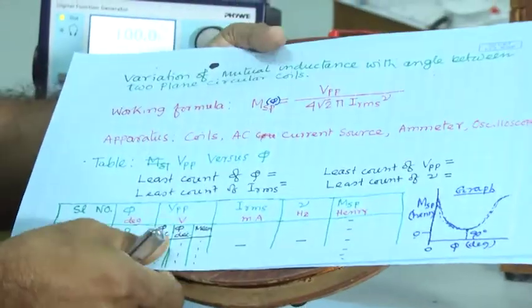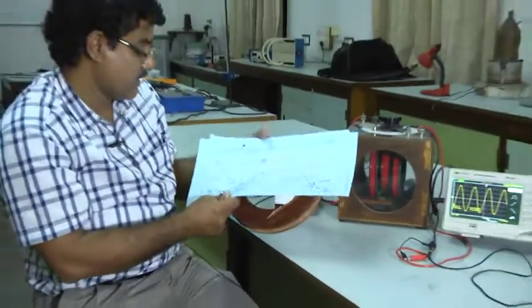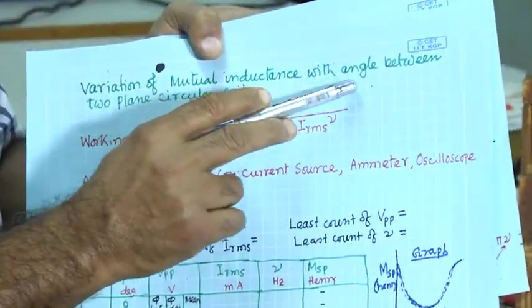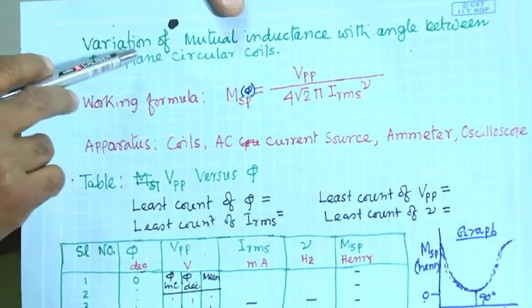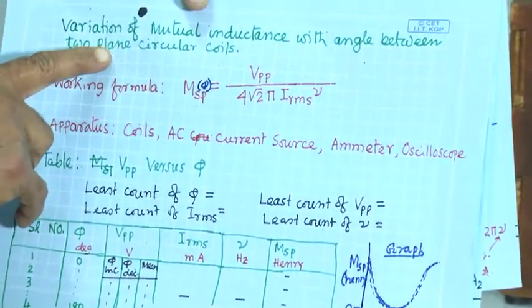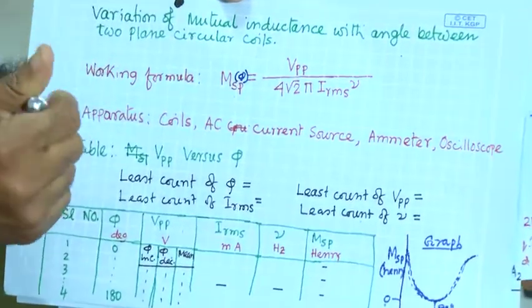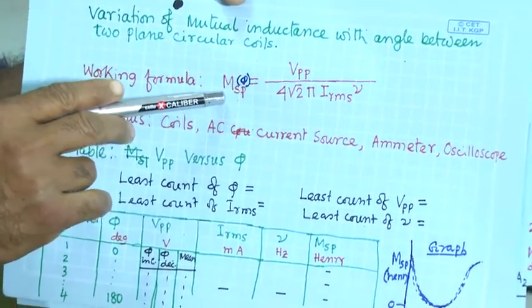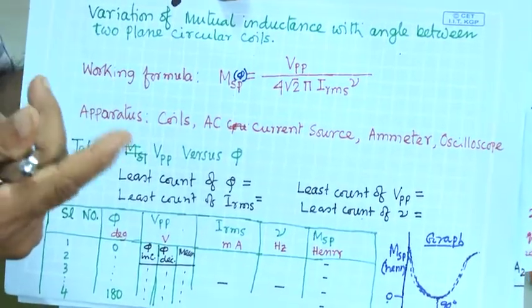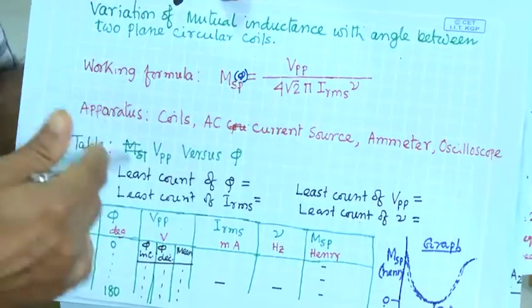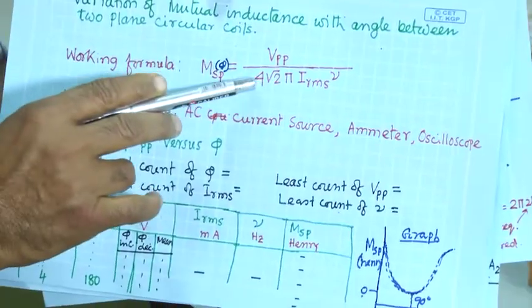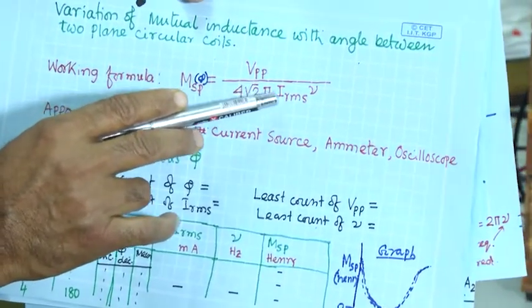using this setup we are going to study the variation of mutual inductance with the angle between two plane circular coils. That is the experiment we are going to demonstrate now, and the working formula for that is basically M as a function of phi, SP, because it just represents primary and secondary coil. People write 1 to M, 1 to etc. So, that equals VPP by 4 square root of 2 pi I RMS nu.